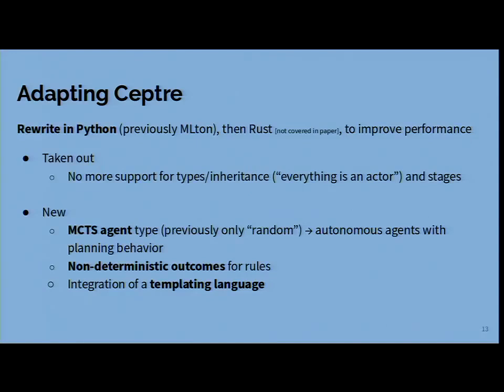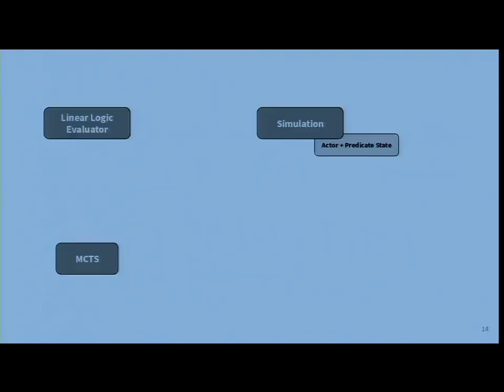But what we added is this MCTS agent that I'll elaborate on in a second, to enable us to have autonomous agents acting intelligently, because previously you only had random playthroughs or interactive playthroughs where the player actually took each single step along the way. We also added non-deterministic outcomes and a templating language.